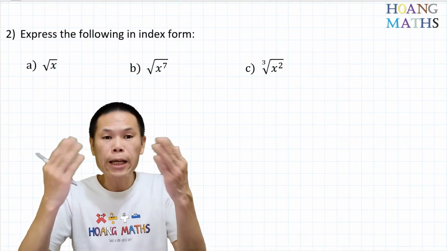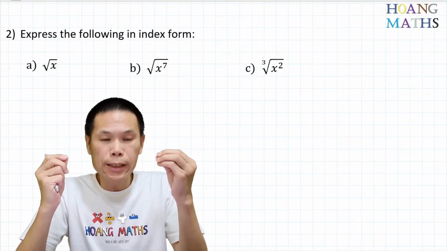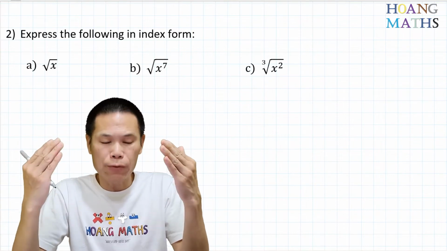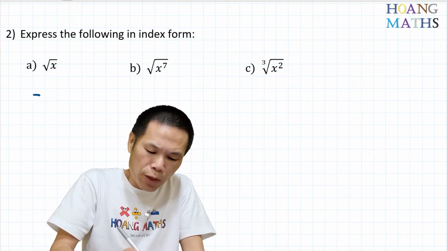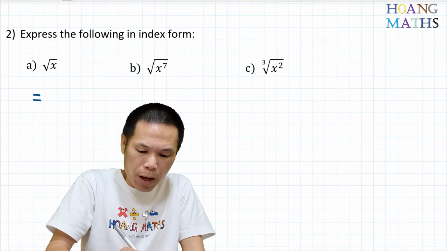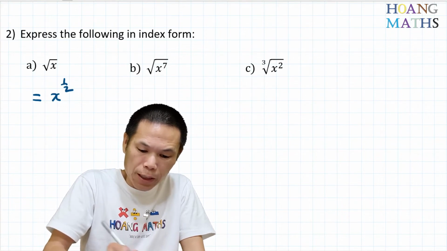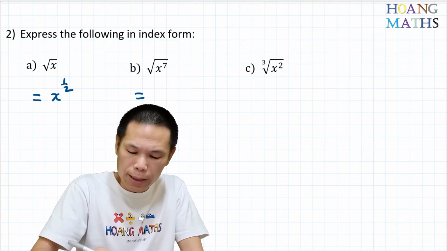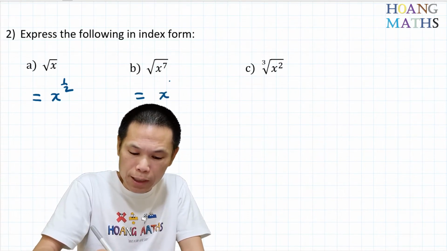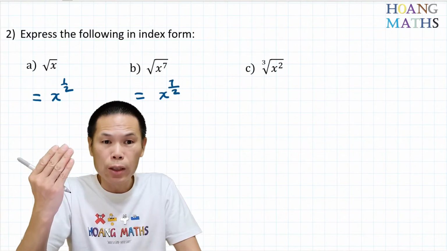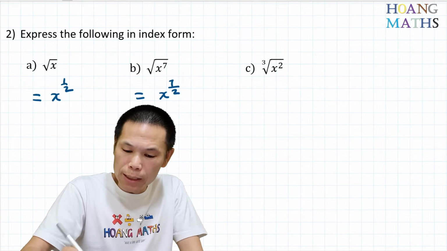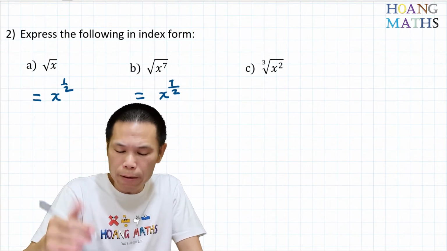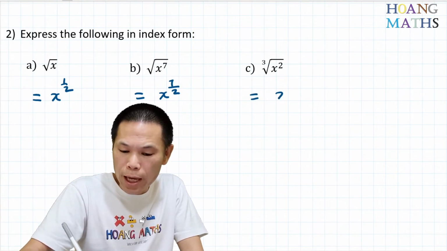Second one. We need to convert this third form into index form. First of all, we know that square root of x is x to the power of half. Part B, square root of x to the power of 7. It's exactly the same as x, power of 7 and square root, so 2 underneath of 7. So that's all, keep that in mind. And part C, the cube root of x squared. So that will give me x power of 2 over 3.